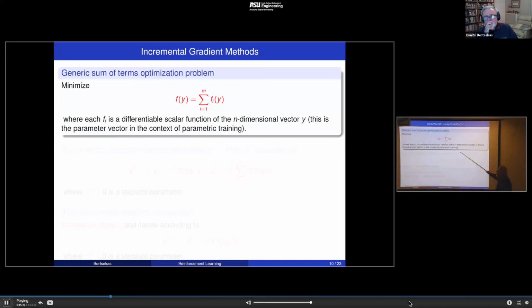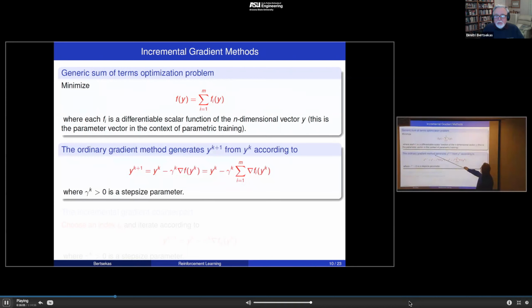And to simplify notation, I'm going to discuss it in this form. So instead of looking at my specific regression problem, I'm going to look at the general problem of minimizing f of y. Y here corresponds to the parameters with respect to which I want to optimize. So y is the parameter vector in our context. And the cost function consists of the sum of a number of differentiable functions. And y is n-dimensional. Okay.